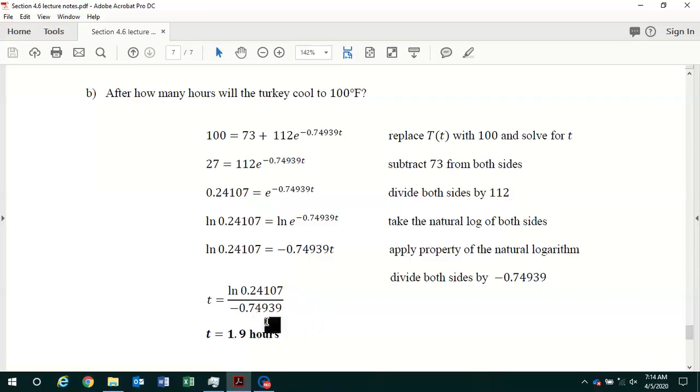When you use your calculator to do that division and round to one decimal place, you find the time it takes for the turkey to cool down from 185 degrees to 100 degrees Fahrenheit is 1.9 hours.